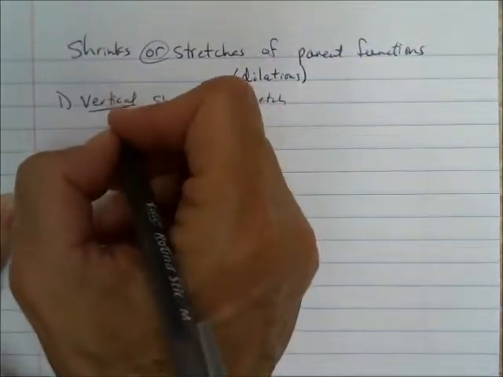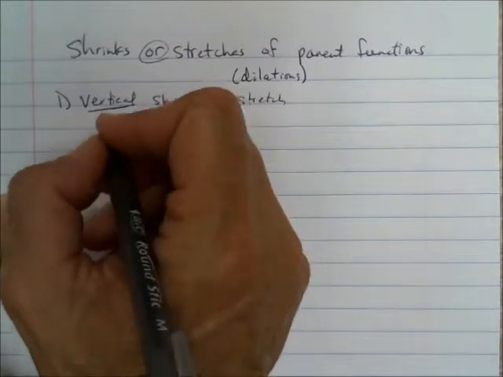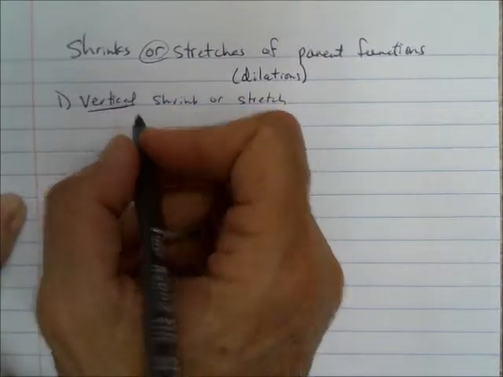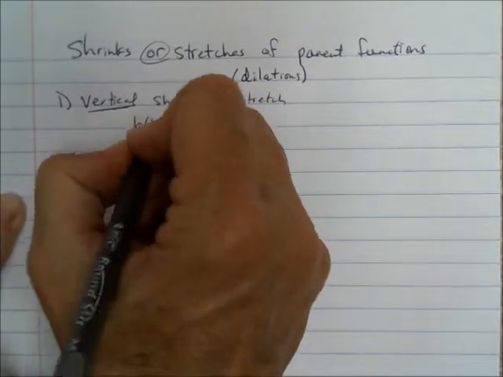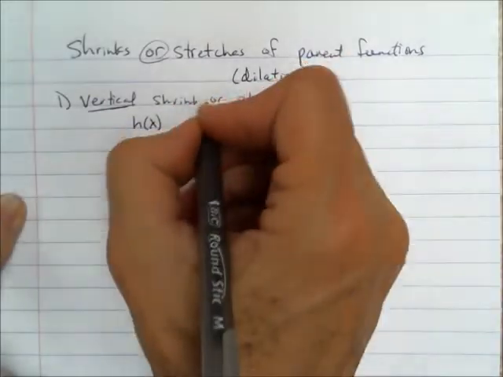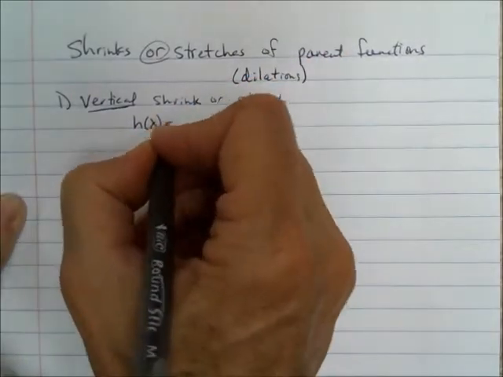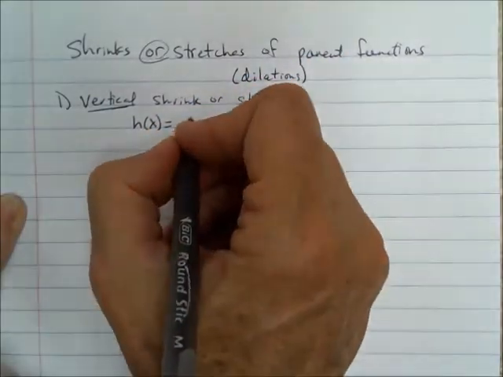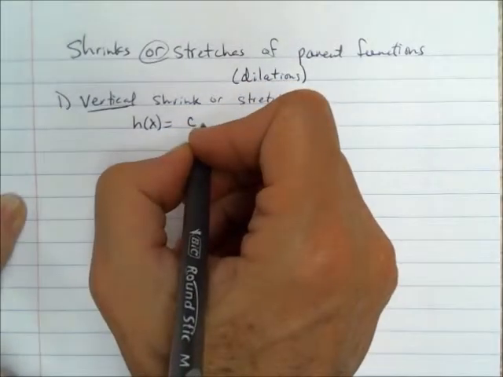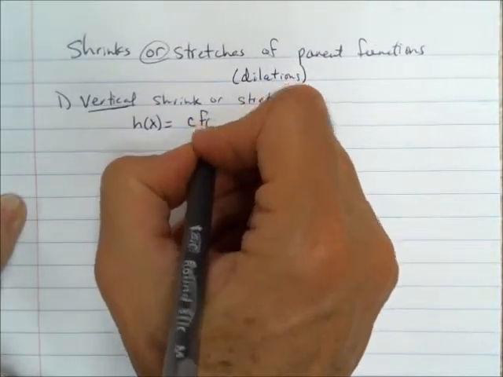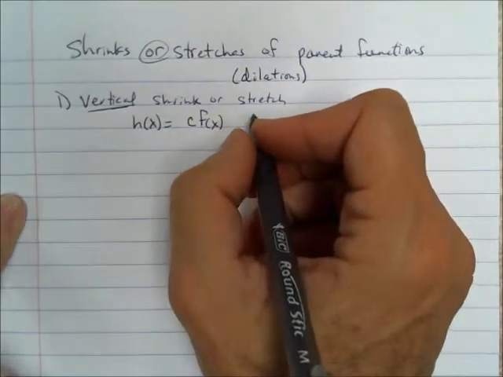Remember, vertical is up and down. So what we're going to do is make something taller or shorter. If you wanted to talk about this shrunk or stretched function, we'll call it h of x. What you're going to do is take some constant c and multiply it by the parent function f of x. So c is a constant.